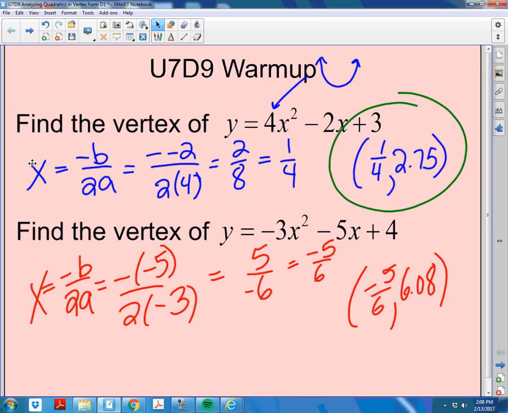Is this vertex a max or a min? It's a maximum because it opens down. That means its y is less than or equal to 6.08. Means the axis of symmetry is x equals negative 5/6. All those things happen. Any questions on that?